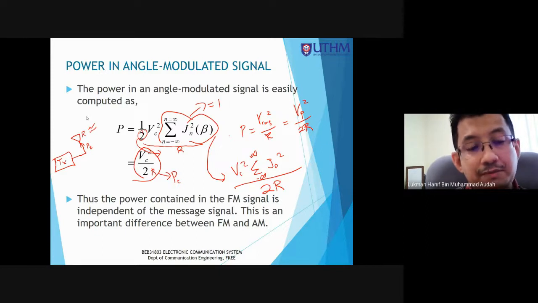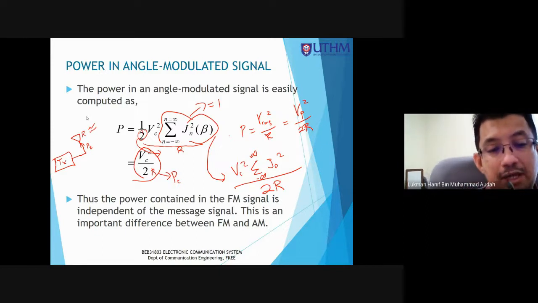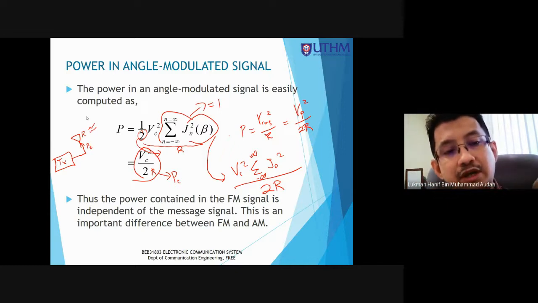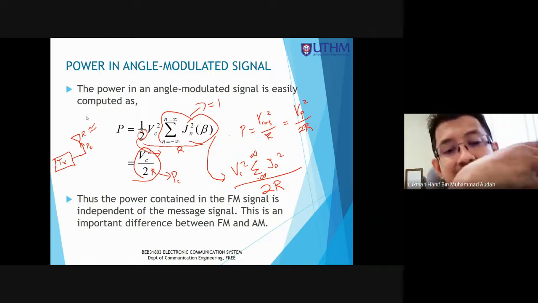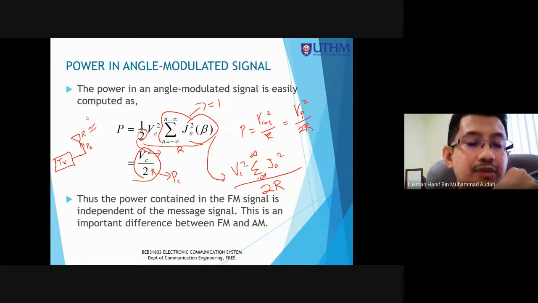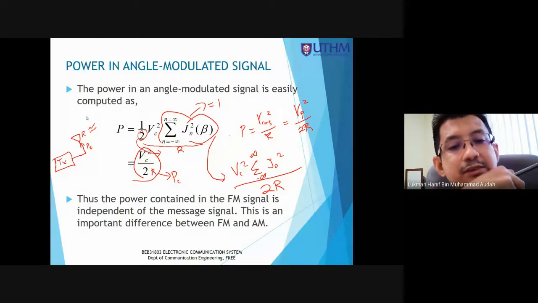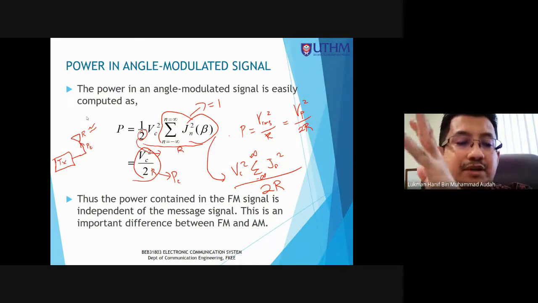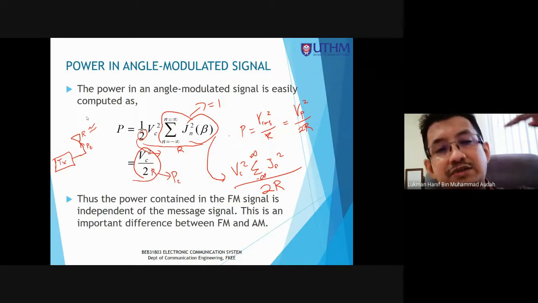Okay, so total power ini adalah power yang kita supply kepada antena, dan antena kemudiannya akan radiates ataupun memancarkan signal ini dalam bentuk gelombang elektromagnet ke dalam channel ataupun medium. So after we supply the signal to the antenna, what happens next? How does the antenna radiate the signal? What happens to the signal in the channel?